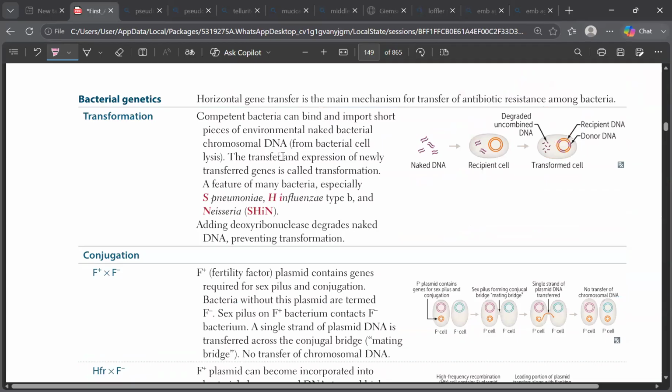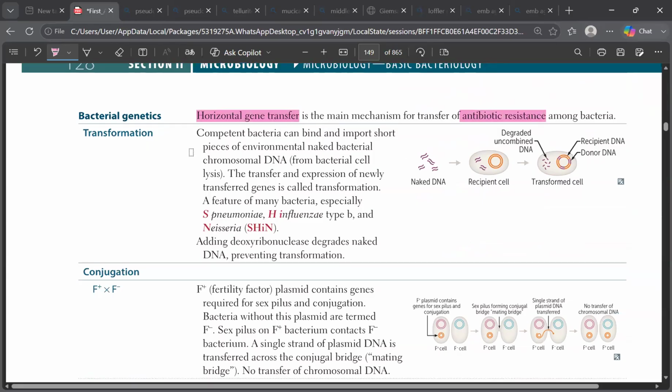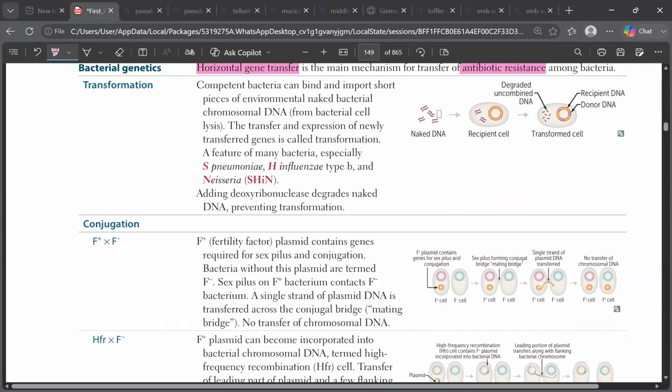Then we have bacterial genetics. Horizontal gene transfer is the main mechanism for transfer of antibiotic resistance among bacteria. The first is transformation. Okay, there is naked DNA, and this is a recipient cell. It has taken up this naked DNA, degraded the uncombined DNA, taken up some of the naked DNA and added it to the donor DNA, and now the cell is transformed. And there's also some of the degraded uncombined DNA.